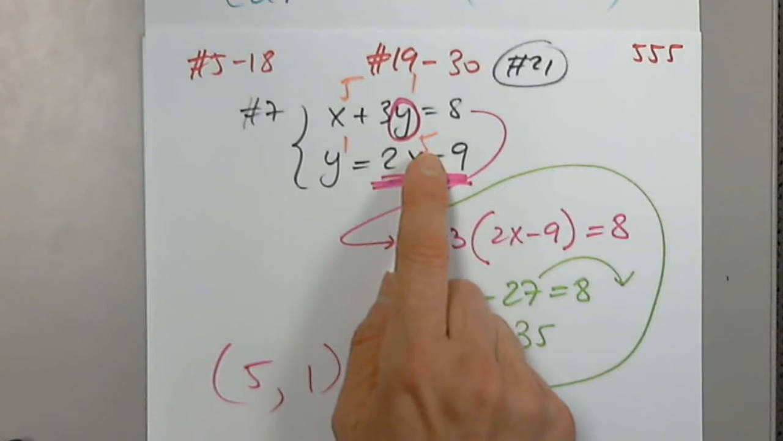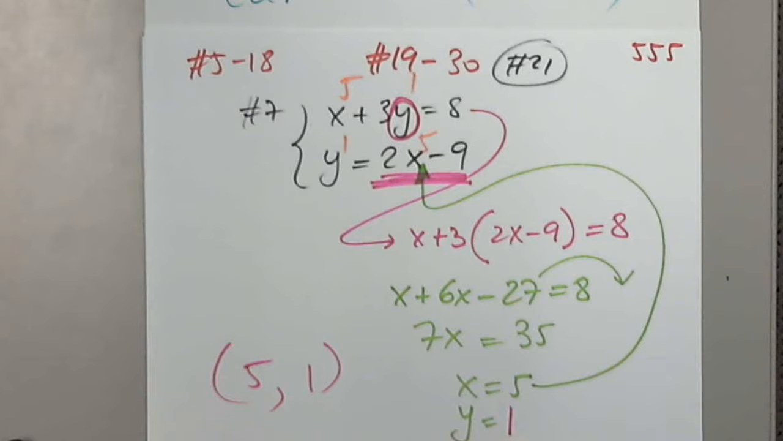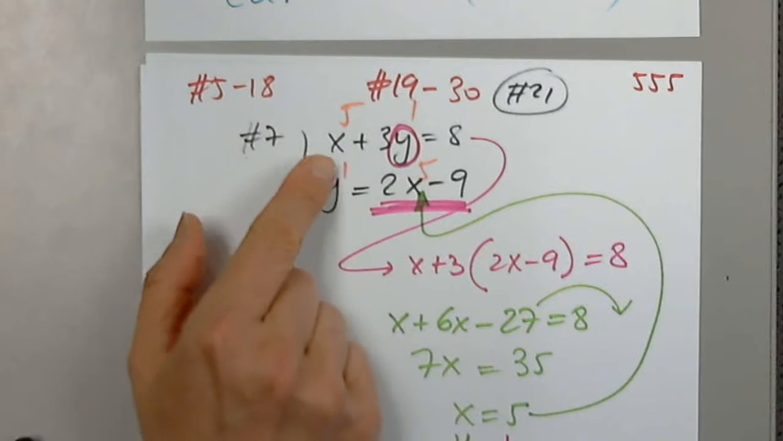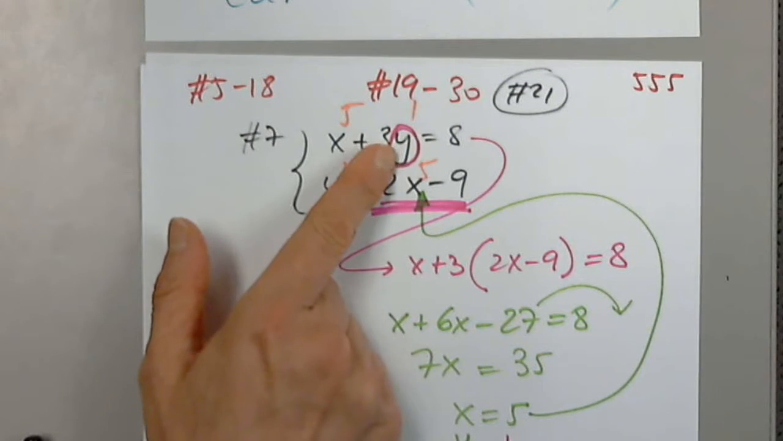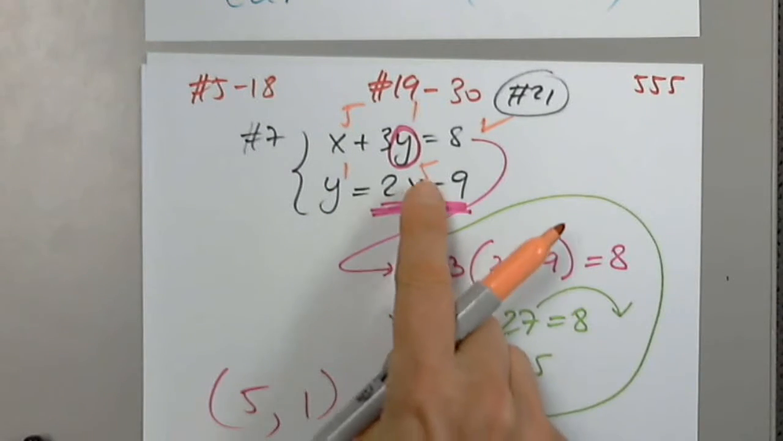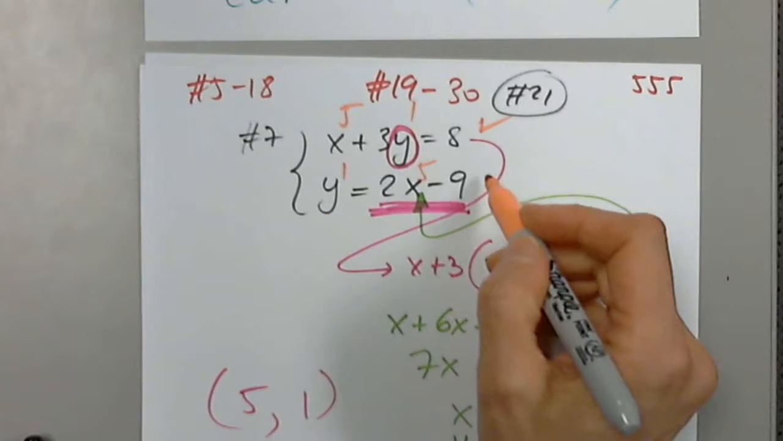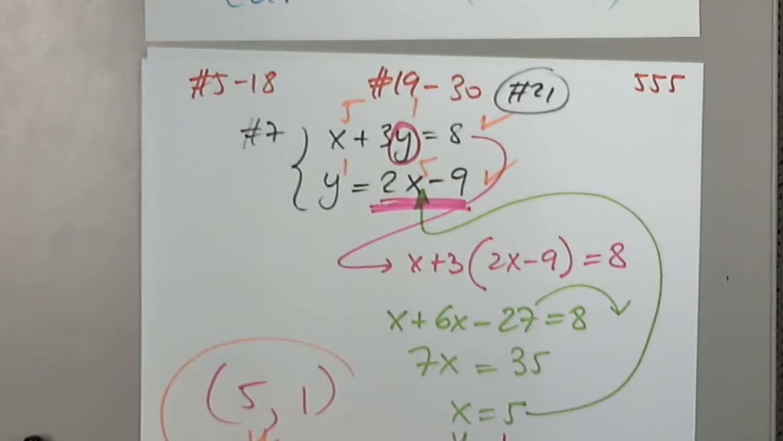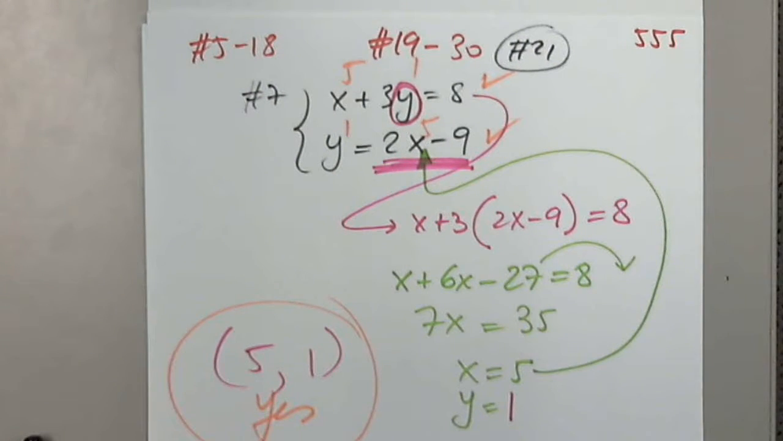And when we put the 5 in the x, 2 times 5 is 10. 10 minus 9 is 1. So we expect the solution to be 5, 1, but we don't trust it yet. Don't trust it. So then I check. 5 plus 3 times 1 is 3, 5 plus 3 is 8. Check. 2 times 5 is 10. 10 minus 9 is 1. Check. So I know for sure that this is the correct solution. And no one can find another.